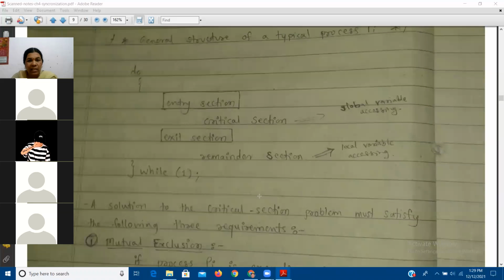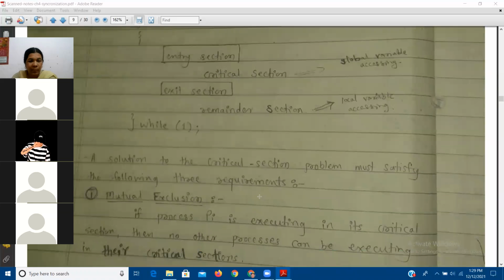I said that this is the general structure of any process, and if there is a critical section, there will be a problem. The problem will be there if everybody is trying to enter the critical section at the same time. And how to solve that problem? We need to provide the solution. Some standard solutions are provided in the operating system.